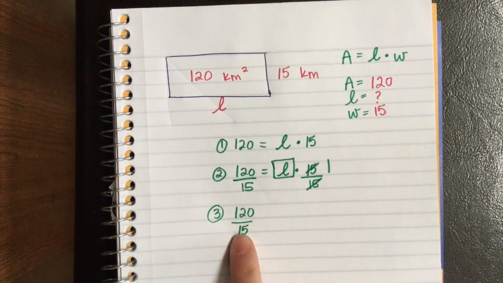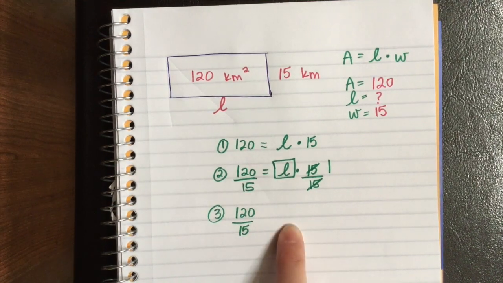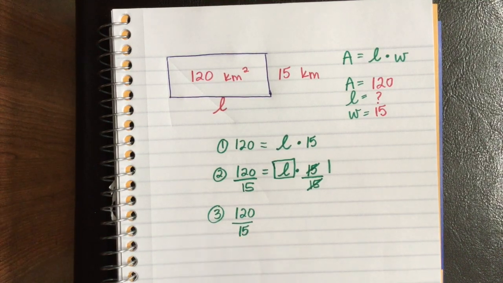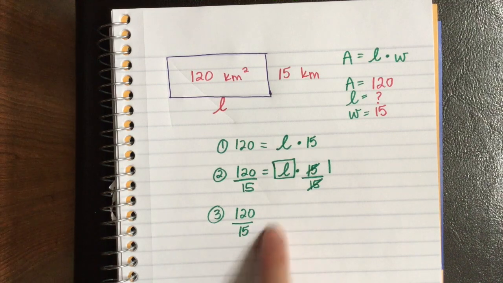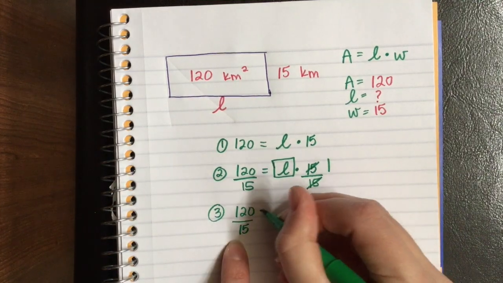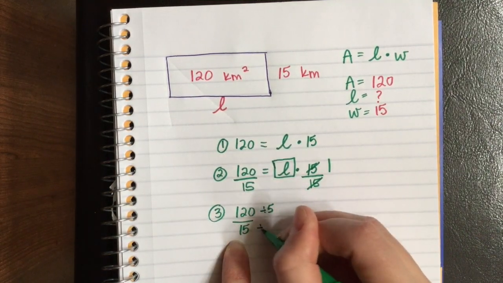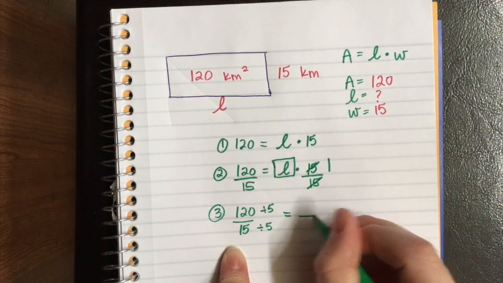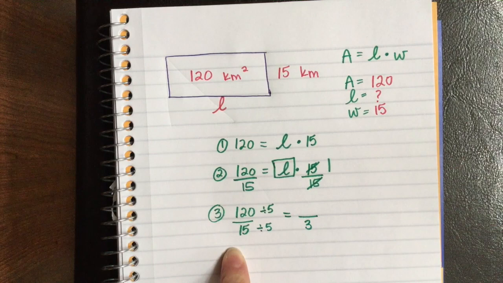Next step, we just have to simplify this and solve for L. I recognize that both of these numbers are able to be divided by 5. So that's what I'm going to do to make these a little bit smaller, so that when we divide, it's a little bit easier to figure out our answer. If we divide both of these by 5, 15 divided by 5, we get 3.